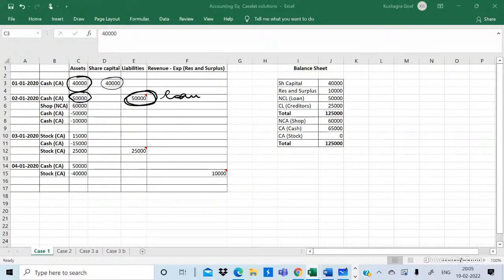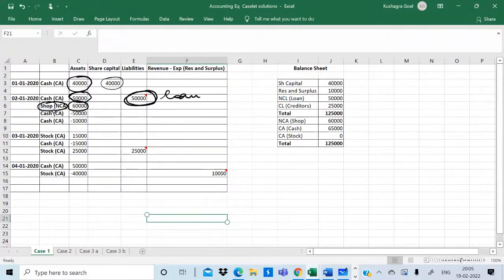So that's the first thing that they do. They go and take a loan. Okay. Next thing that they do is they go and buy a shop. So when they go and buy a shop, shop is an asset and it's a non-current asset. So that's a long-term asset. So they go and buy this shop and they buy it for 60,000. So an asset worth 60,000 goes up for the company. So I'll write it on the asset side and I'll write 60,000 worth of shop is coming into existence. What's the other impact of this?